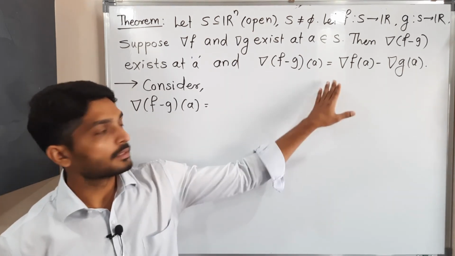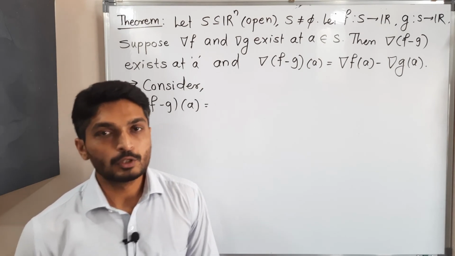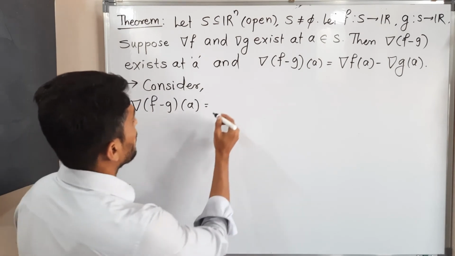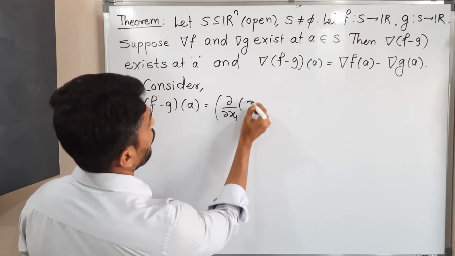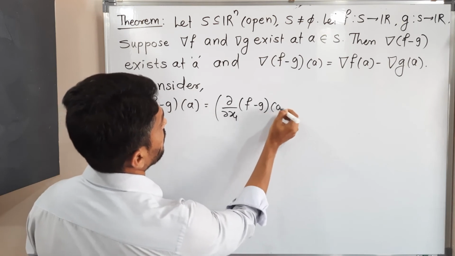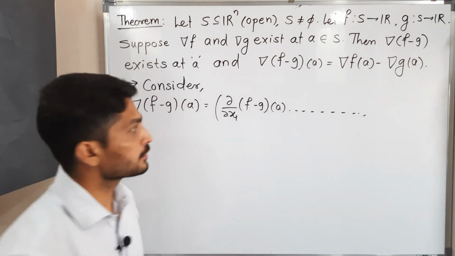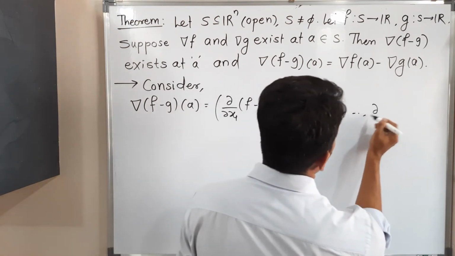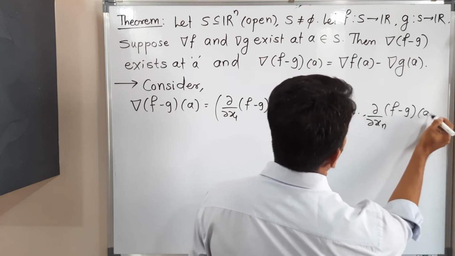So let us prove this part now. I am considering del (f minus g) of A. See, you know the definition of del f, so I am applying the same definition: ∂/∂x1 of (f minus g) of A, and so on. We can find all partial derivatives in each component. So therefore finally we get ∂/∂xn of (f minus g) of A.